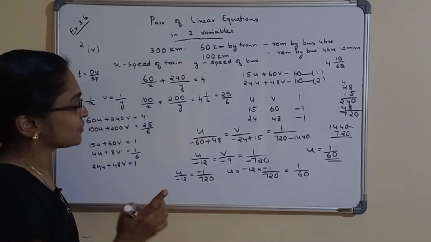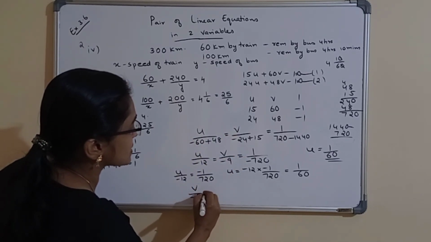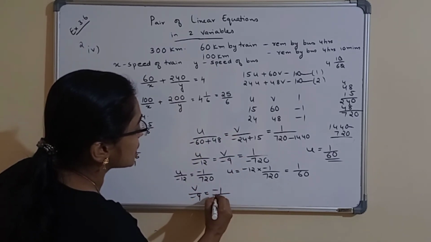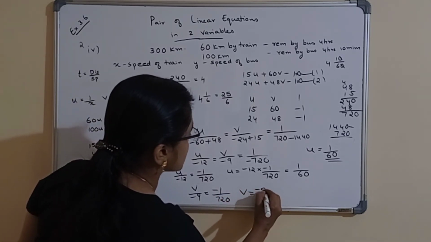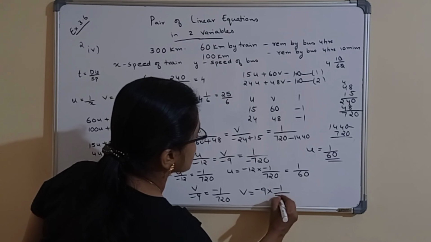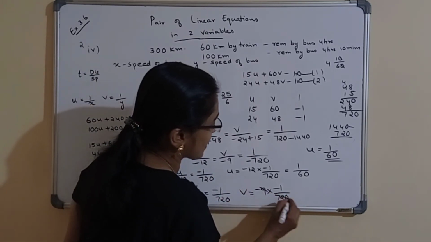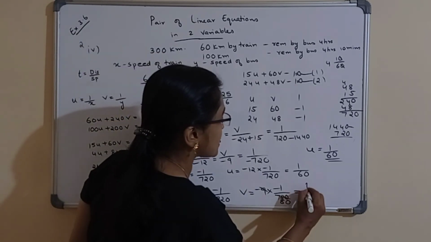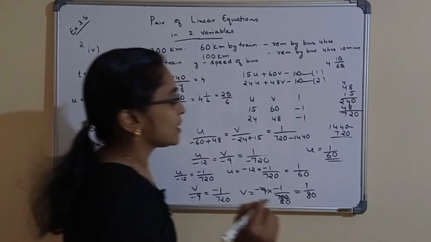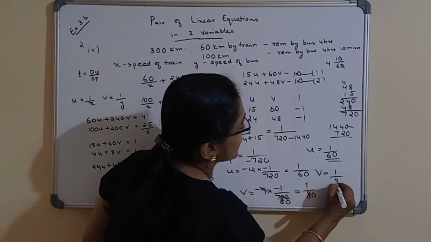Now we have to find v. For finding v, we have v by minus 9 is equal to minus 1 by 720, which means v is equal to minus 9 into minus 1 by 720. And 9 will go in 72 8 times. So 80. So we have v is equal to 1 by 80.